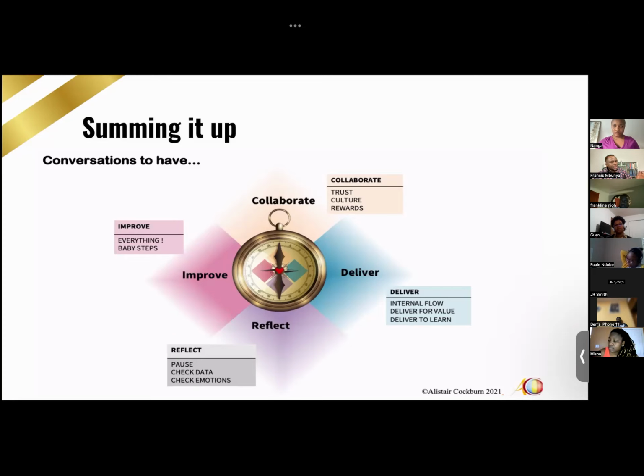And at that point, you need to be self-aware. Some people want to move too fast and you're telling them, slow down, you're not yet at that space. They say, no, you know what, it's just about doing it. So: collaborate, improve, deliver, reflect. That's a circle.